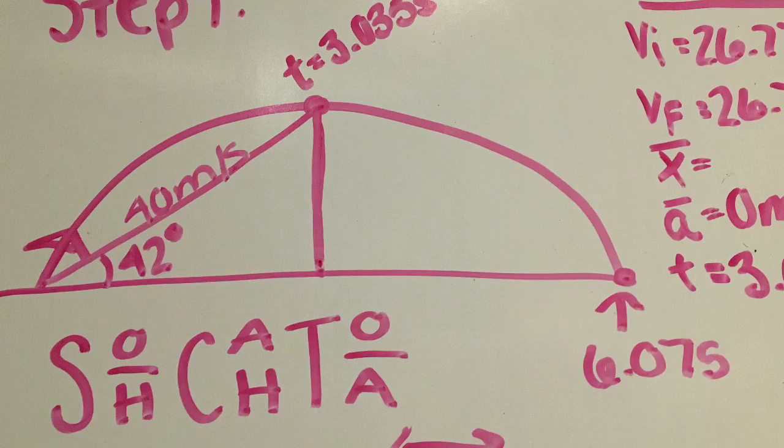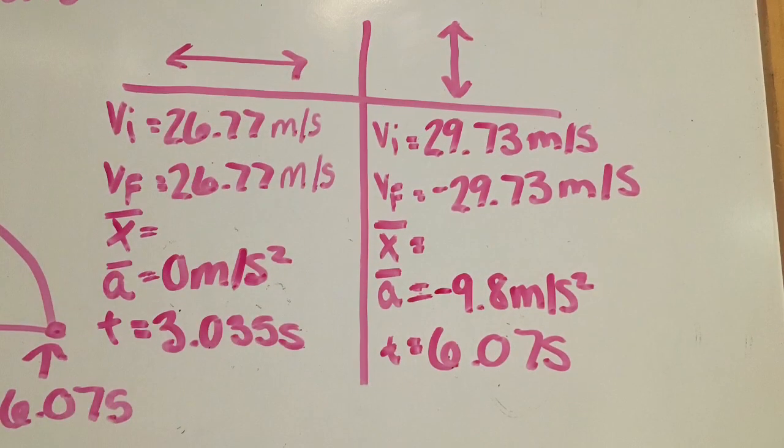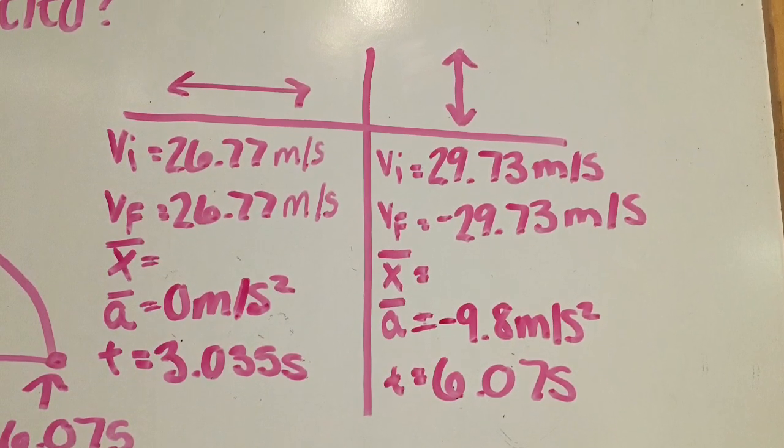Now that we have the time for our total trip, we know that at our maximum point, which is our halfway point, the point at which the rocket is about to turn back to the ground, it is exactly half of our total trip. Therefore, our new time is 3.035 seconds for our vertical component. Once again, the chart should be updated.